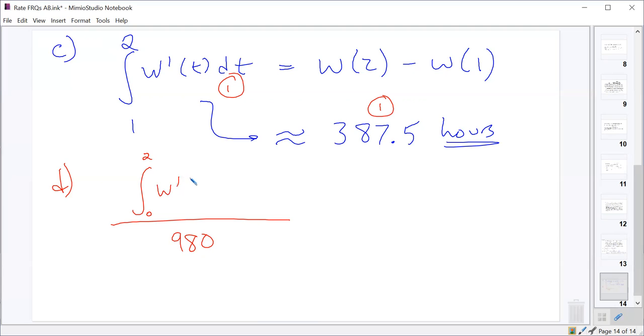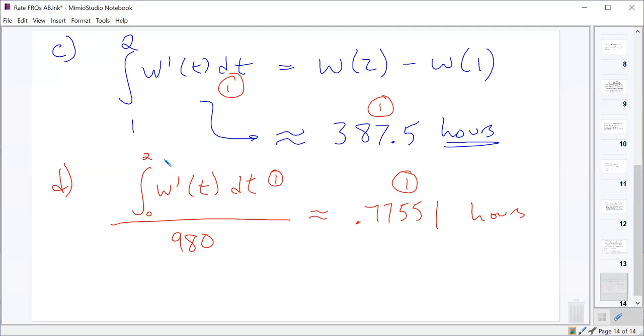And we've got the integral from 0 to 2 of w prime dt, which should be, what does that come out to be? Looks like 0.77551 hours. So each person waits about 45 minutes, a little more than that. And that was 2 points, 1 for the integral, 1 for the answer.